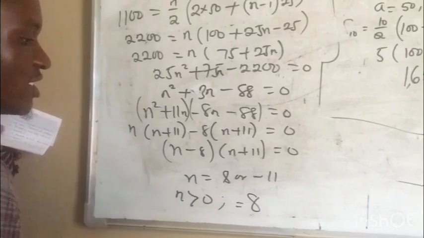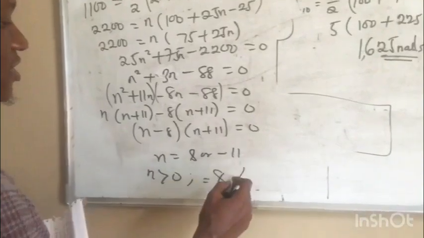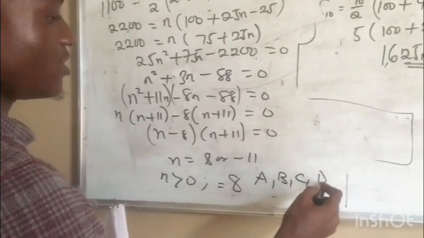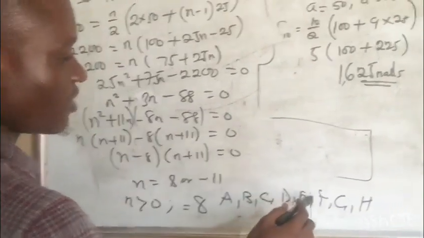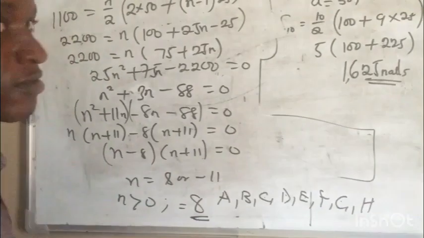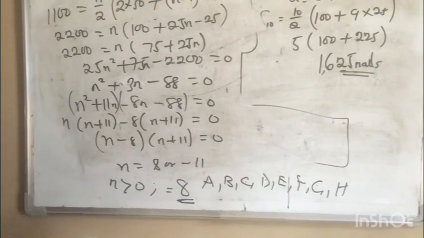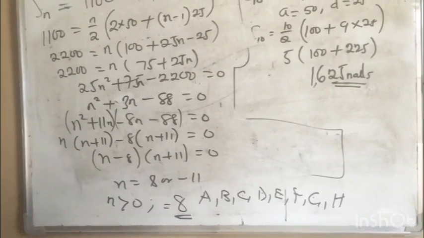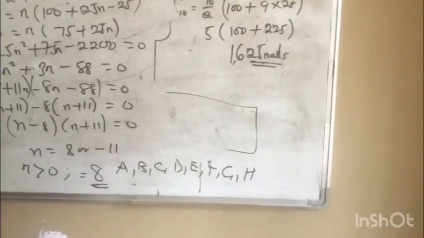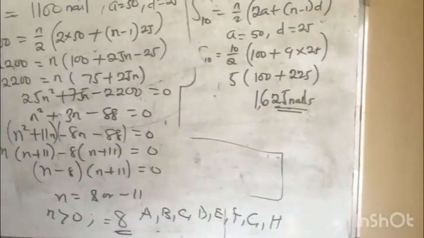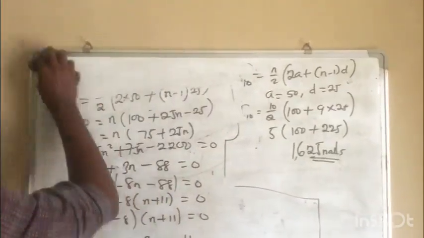And if you check 8, that means from packet A, B, C, D, E, F, G, and H. That's 8. 1, 2, 3, 4, 5, 6, 7, 8. So that will be the number of packets. So now the next question will be under geometric progression. Under the geometric progression, we just look at a geometric progression question.